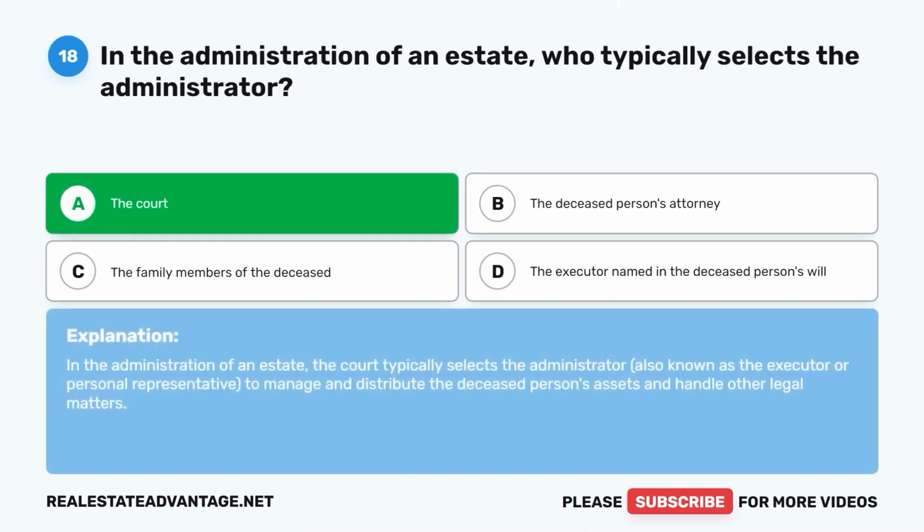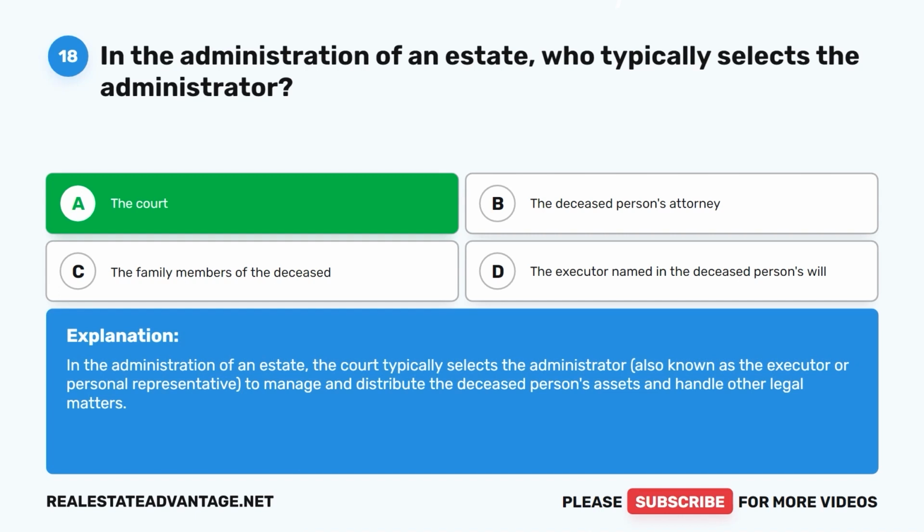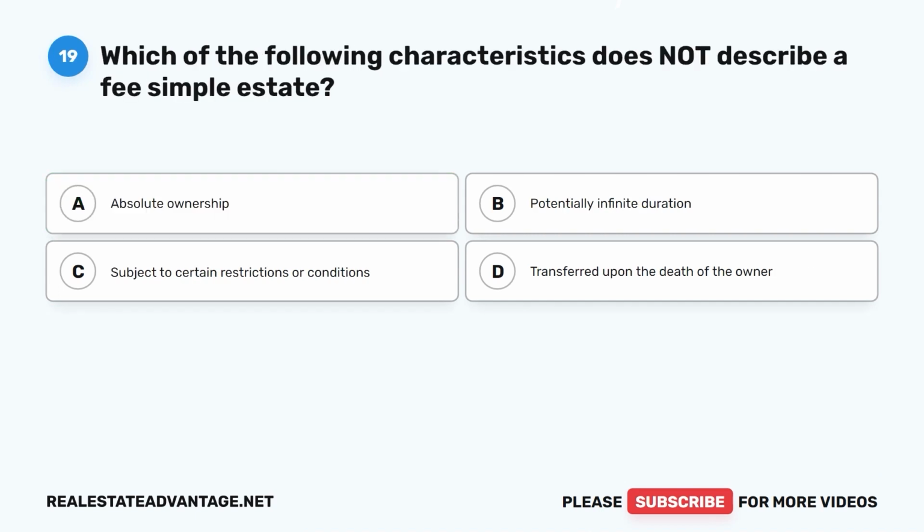The court. In the administration of an estate, the court typically selects the administrator, also known as the executor or personal representative, to manage and distribute the deceased person's assets and handle other legal matters.